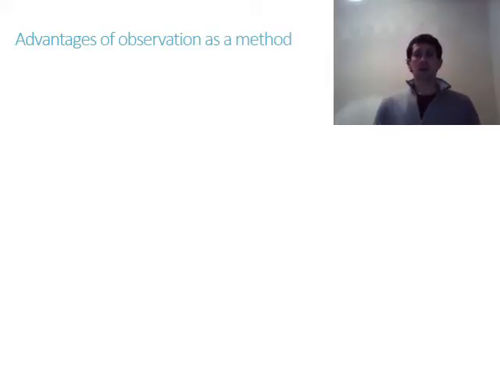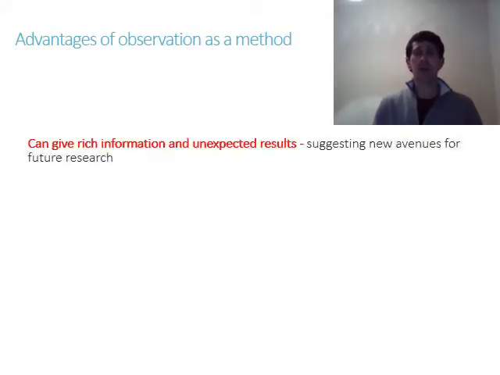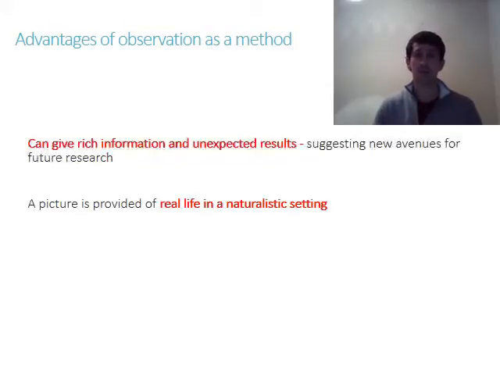So finally, we're going to have a look at the advantages of observations as a method. So this is observations as a whole. We're not looking at specific ones, we're looking at it as a technique for an experiment. So they can give us rich information. We get an awful lot of information and unexpected information from observations. And as a result of observations, we can then start to conduct experiments.